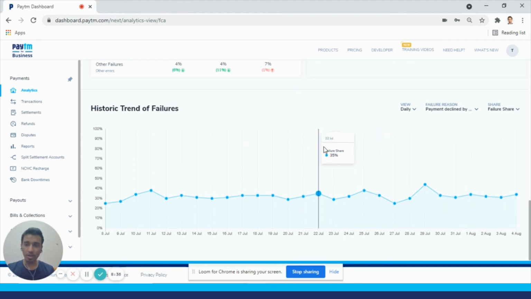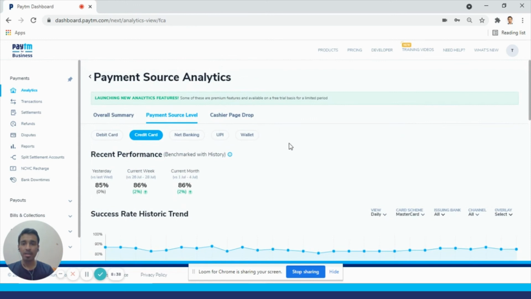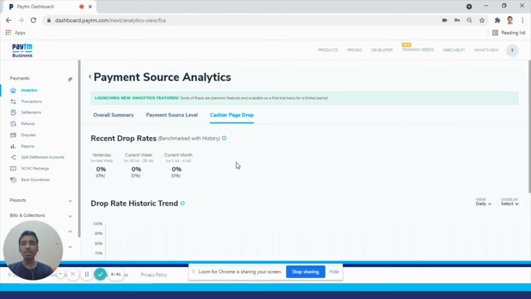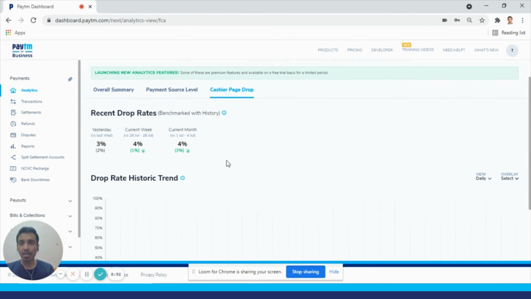With this knowledge in place, let's move on to our third tab. The third tab is our cashier page drop. Now, cashier page drop essentially lets you know what the drop rate was. And when I say drop rate, it means that the user dropped out without choosing a pay mode. And those views can be seen from the cashier page drop. Now, these recent drop rates will tell you what your drop rate was yesterday, current week and current month, and again we've benchmarked it to previous time periods.